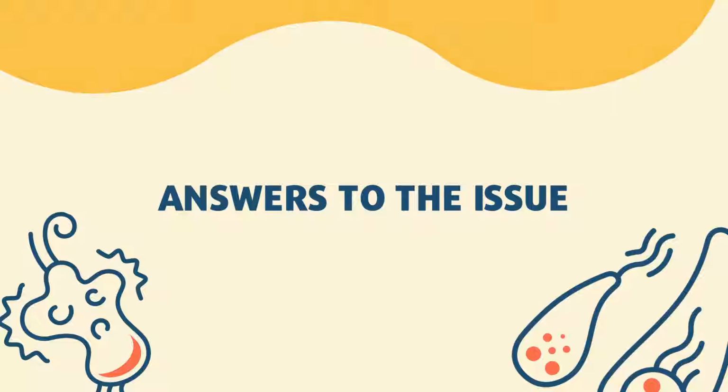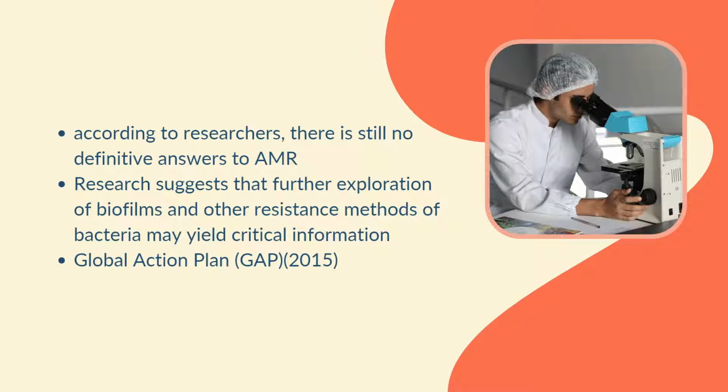As far as answers go, there are still no concrete or definitive answers to the issue of antibiotic resistance. Researchers are working very hard to make connections between cellular functions such as biofilms and biofilm formation, as well as the way AMRs arise. The World Health Assembly adopted the Global Action Plan in 2015, which was set to further inform the world of these arising resistances, better understand them, and optimize antimicrobial usage globally.